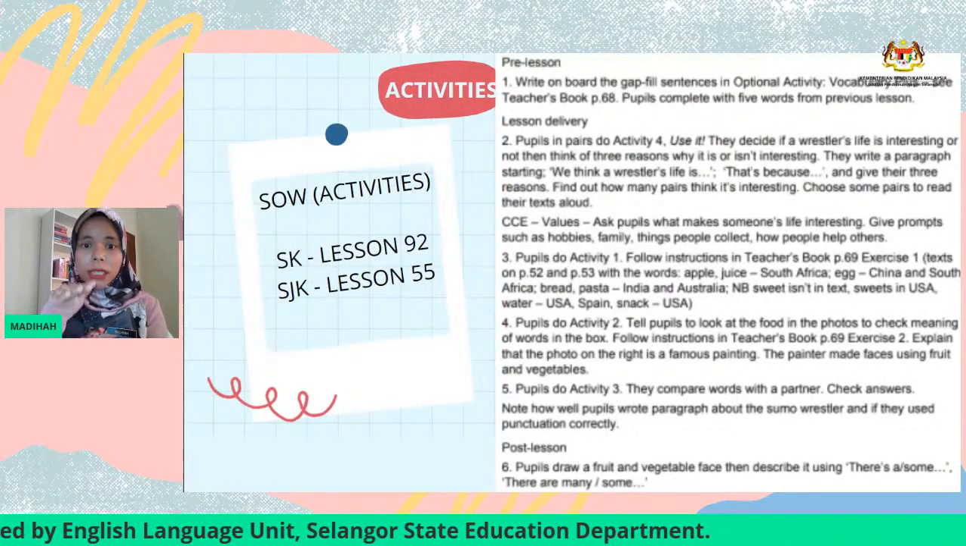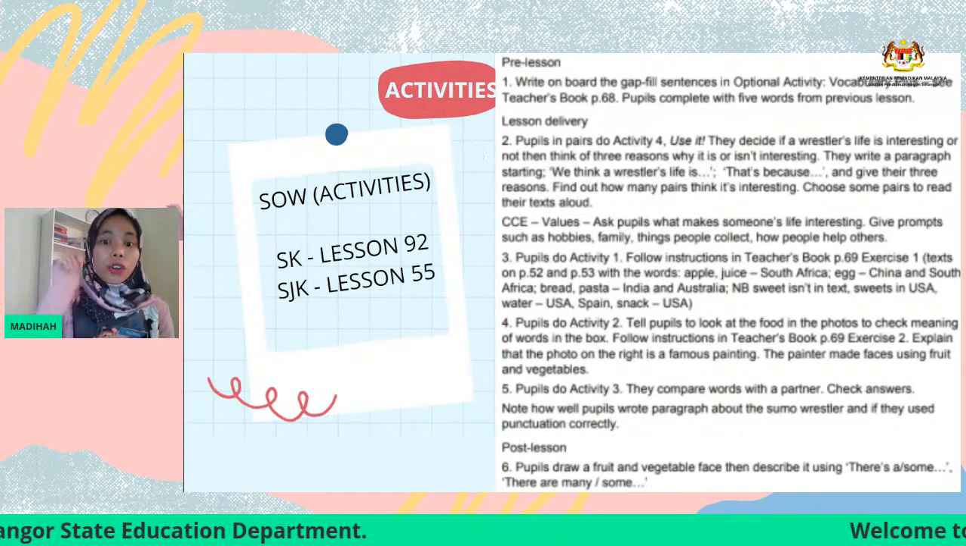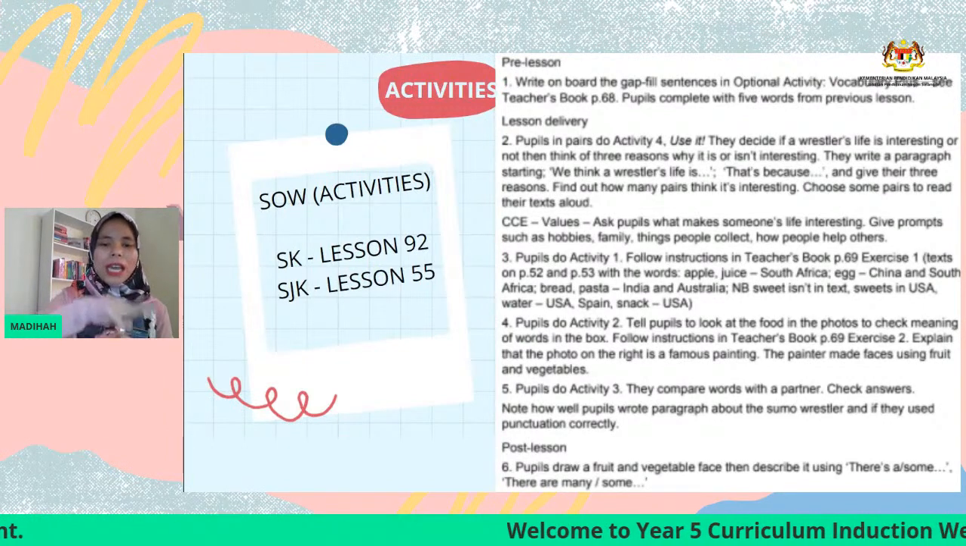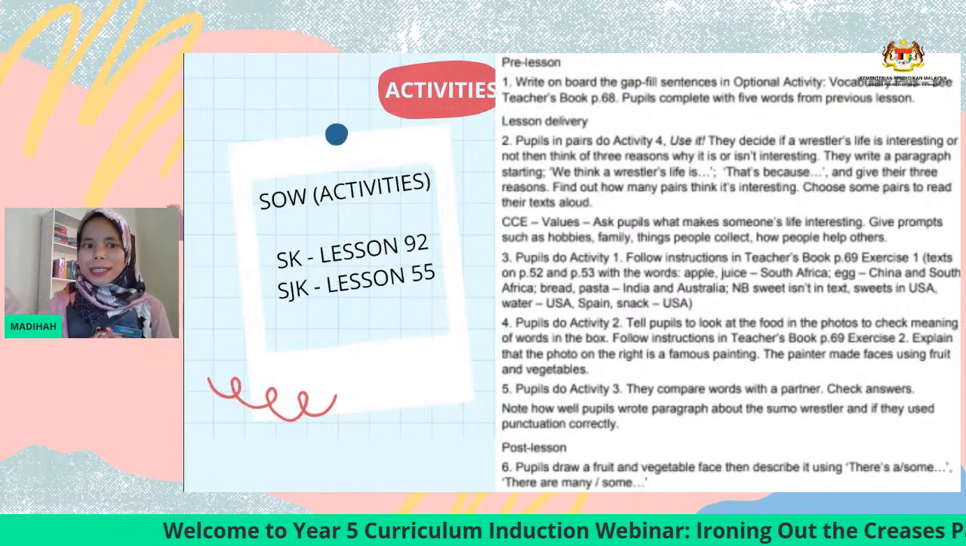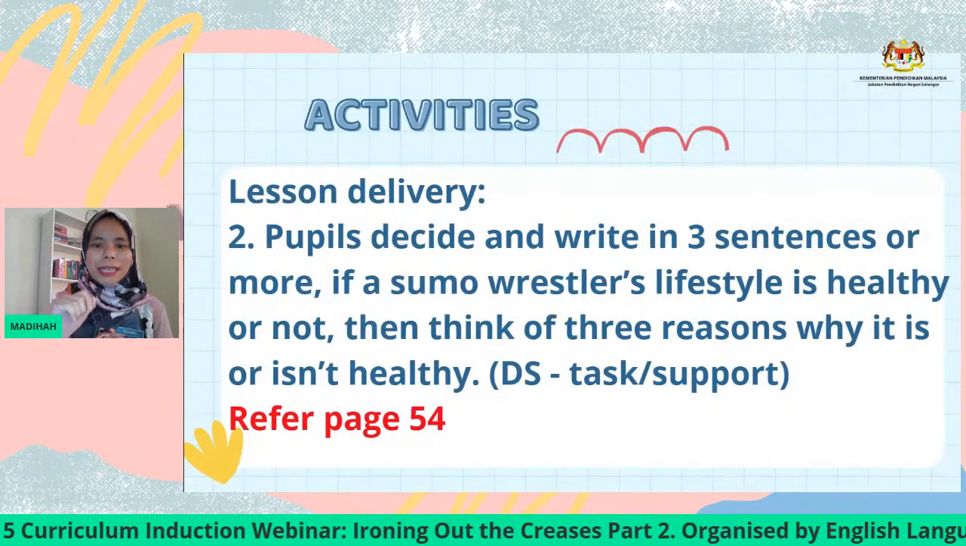Here it is mentioned that the students have to decide if a sumo life is interesting or not, and they need to come up with 3 reasons. So what happened, we tried to change it during our activity number 2. Okay, can we move on to the last slide just now? Yes, all right, this one.